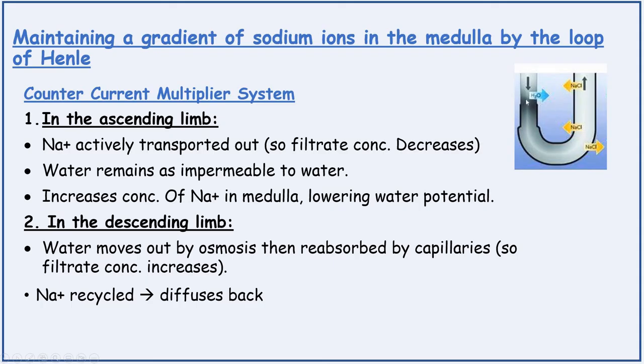And then in the descending limb, water moves out by osmosis because the walls are permeable in the descending limb. So water moves out by osmosis, then it's reabsorbed into the capillaries, so therefore the filtrate concentration increases. And then the sodium is recycled because it diffuses back.